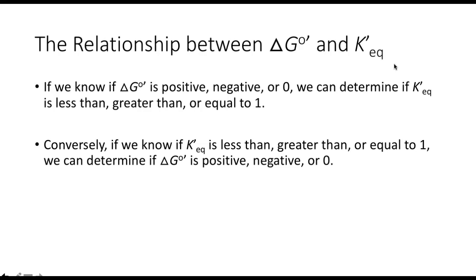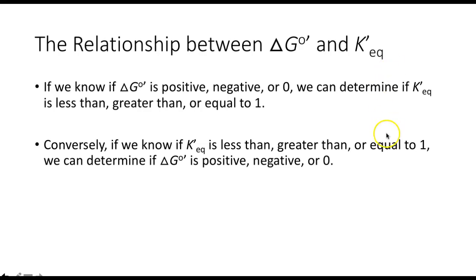And remember, a reaction will proceed spontaneously in the direction that moves it closer to equilibrium. So beginning with concentrations of products and reactants at any values, we can determine whether a reaction would be exergonic, negative delta G, or endergonic, positive delta G, by determining whether that reaction would be moving closer or further from equilibrium.